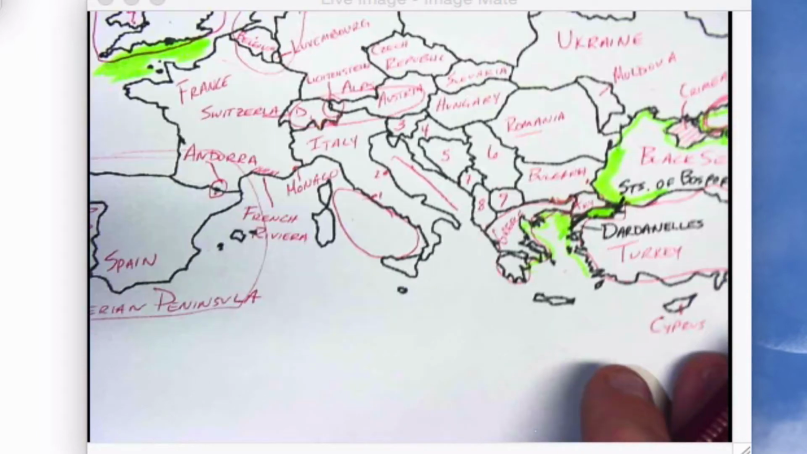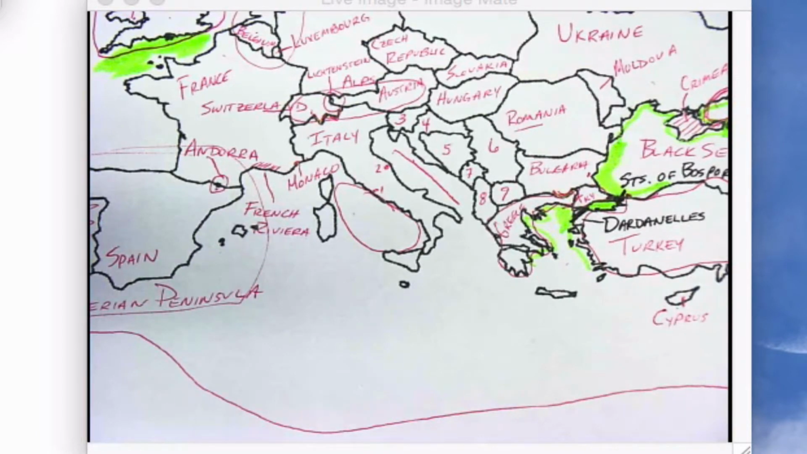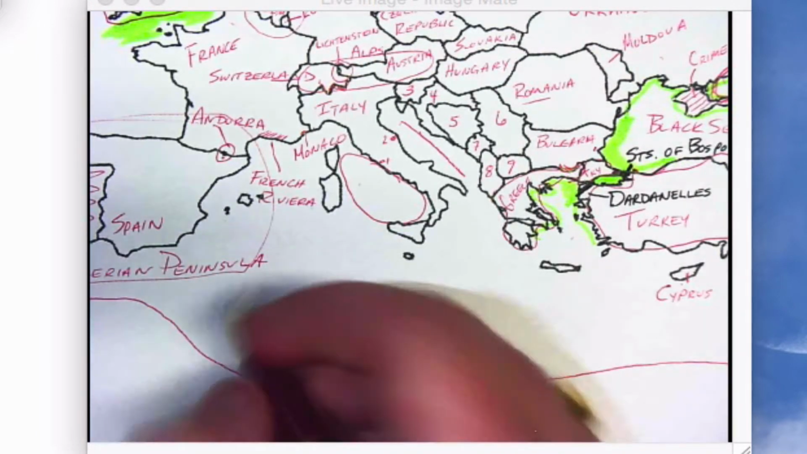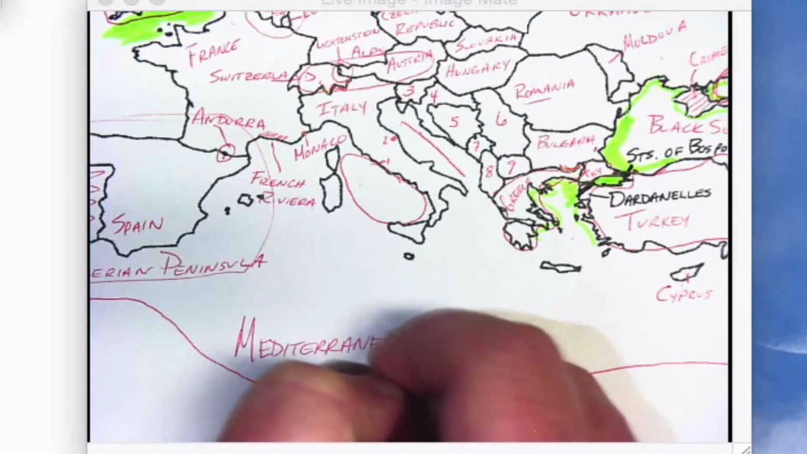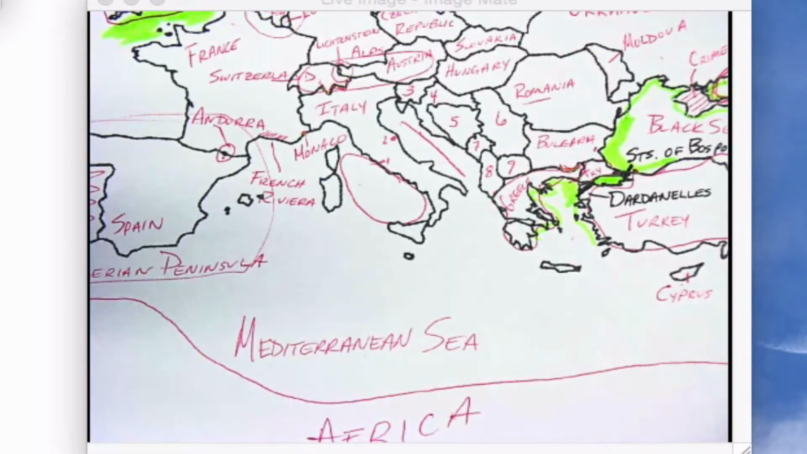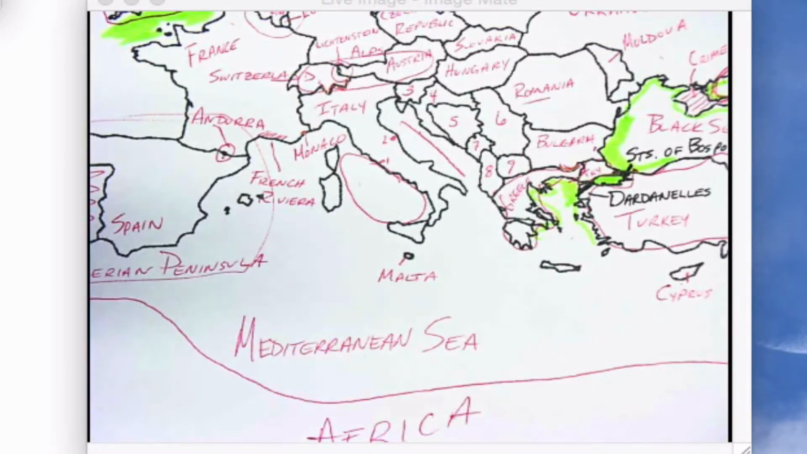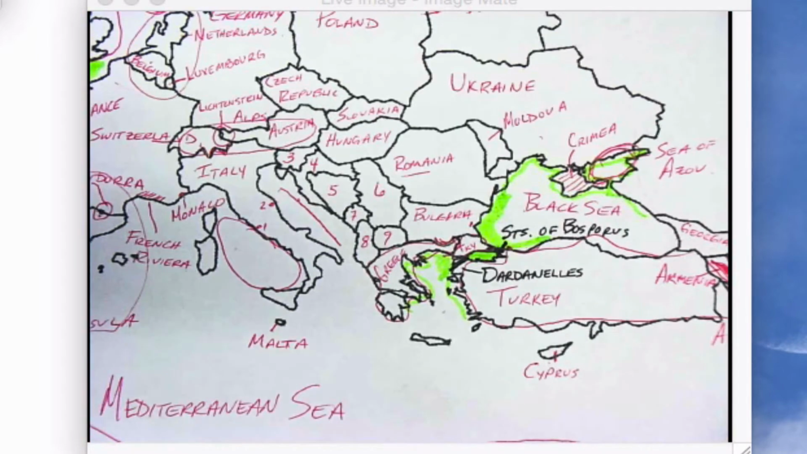You know that in the real world there is a continent here. Okay? And it is Africa, right? This body of water that's here is the Mediterranean Sea. Here's one more island you have to know, which is Malta. Okay. Now you should have plenty of room left down here on the bottom of your paper to put your numbers 1 through 9 down.